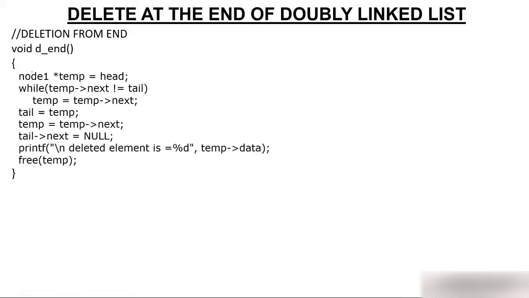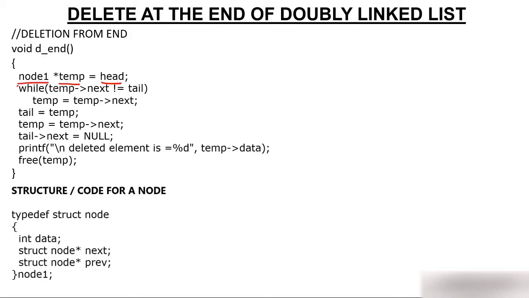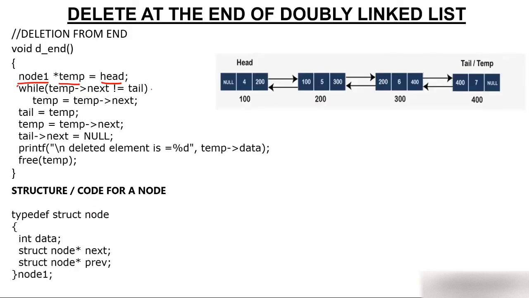So what I did in the del end function, I've created a pointer temp. I've initialized it with head, and the data type of this is node 1. What is node 1? I have already explained, you can see my previous videos. So this is the linked list. I have initialized this temp with head. What is head? 100. So I have initialized temp with head.